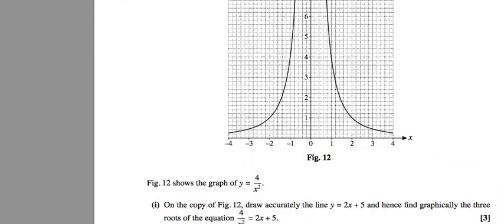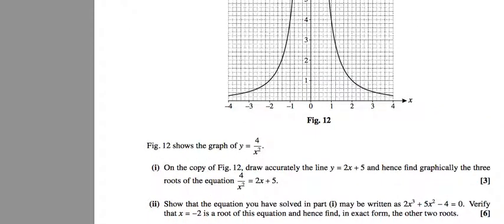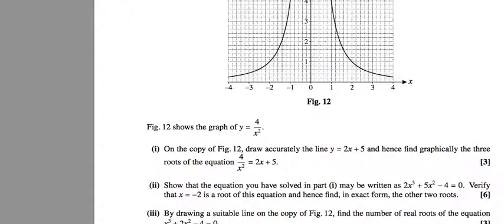this one here. So we've got this graph. Fig 12 shows the graph of 4 over x squared. On the copy, draw accurately the line y equals 2x plus 5. Draw a straight line. What's the gradient? What's the intercept? Okay, hopefully you got 2 and 5 for that. Hence, find graphically the three roots of the equation this equals that.